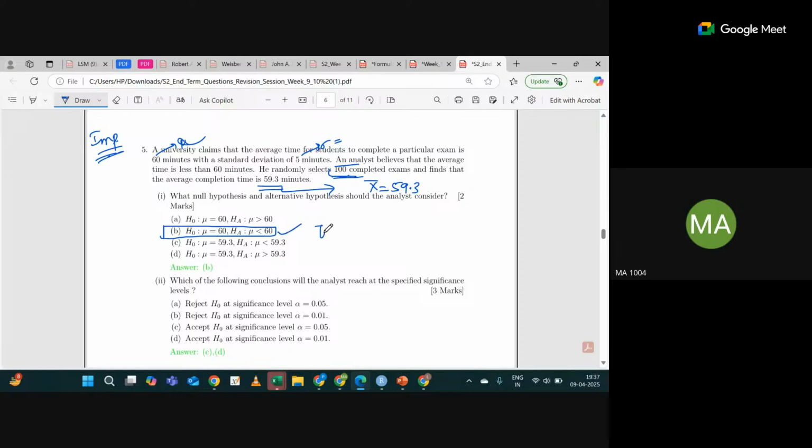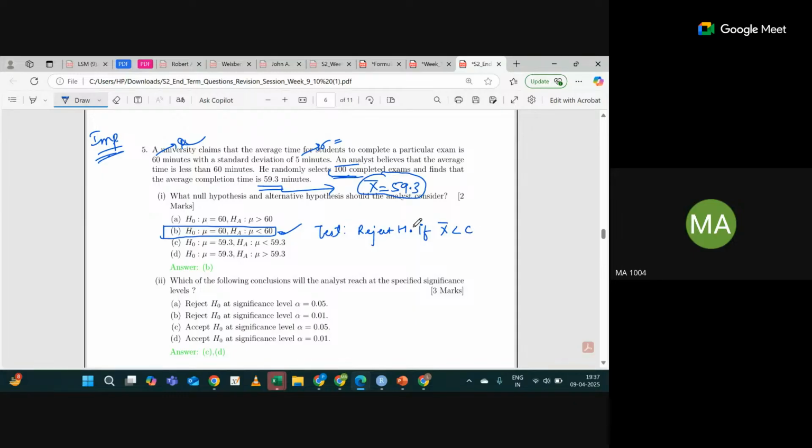When will you reject your H naught? I will reject my H naught when X bar is less than C. This is a left-tail test. One more thing: this X bar is given to us as 59.3. What you have to do is calculate the value of C and check whether X bar is less than it or not. So let's proceed.